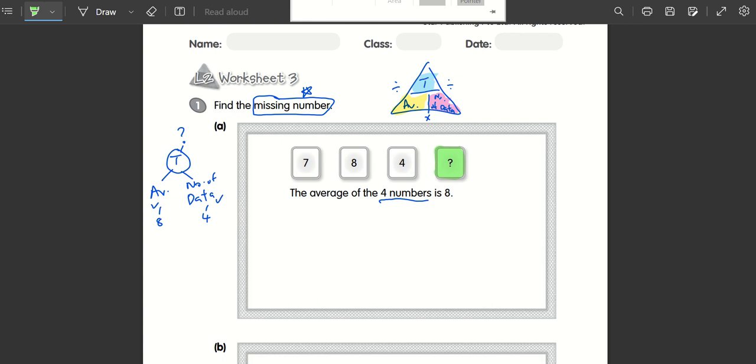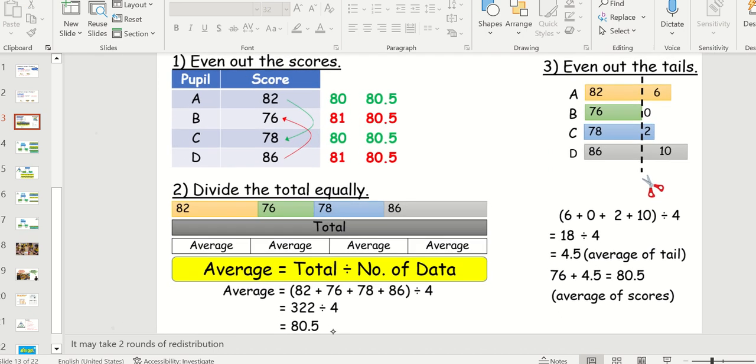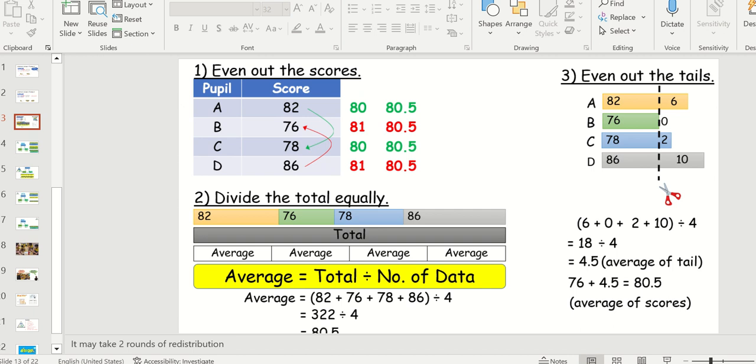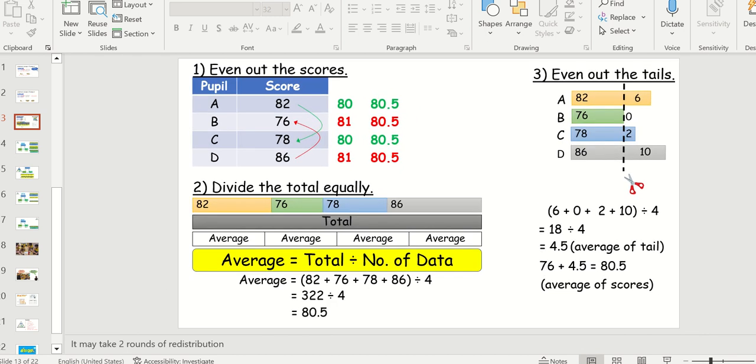Now, to solve this question, there are two main methods. At this point, I will ask you to do a quick recap. I'm going to show you the slide to recall the concept of finding averages. Previously we discussed finding average by using total divided by the number of data. That's the primary way we used to understand the number bond concept, the triangular relationship.